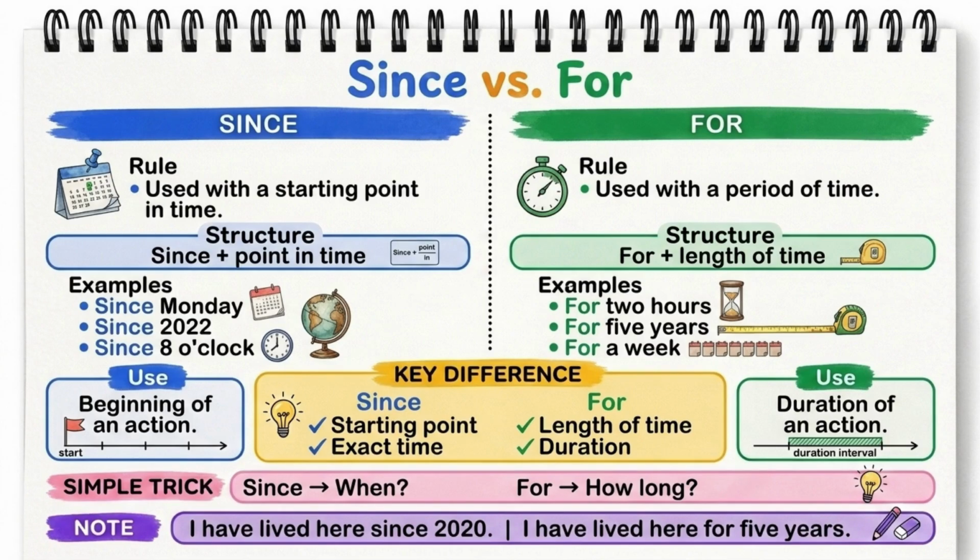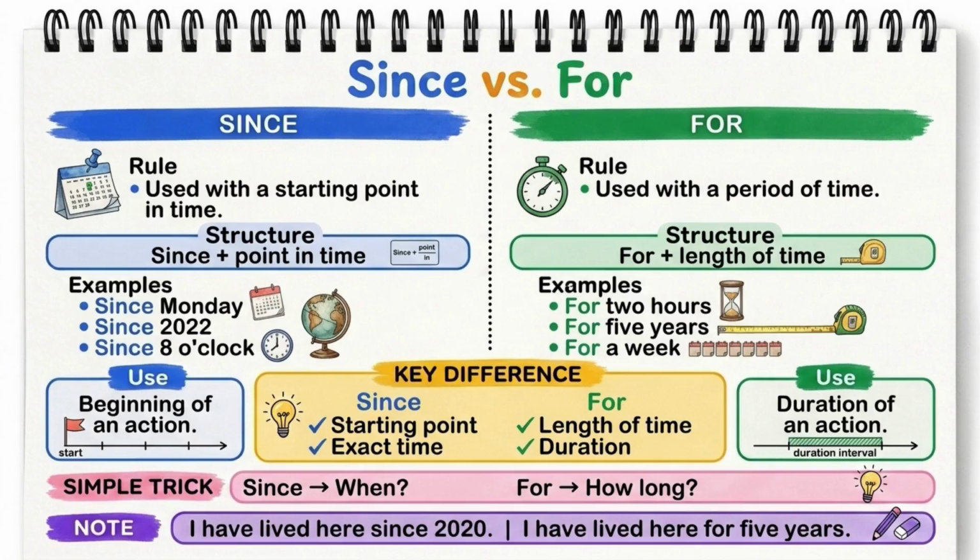Now let's use them in complete sentences. I have lived here since 2020. This means I started living here in 2020, and I still live here today. She has worked in this company since January. Again, January is the starting point.